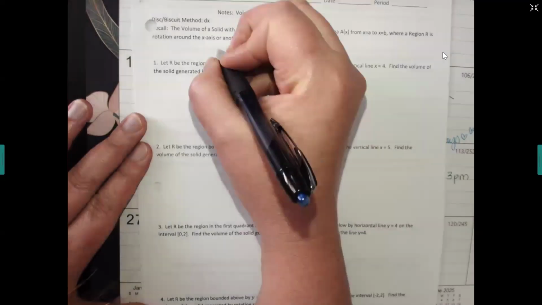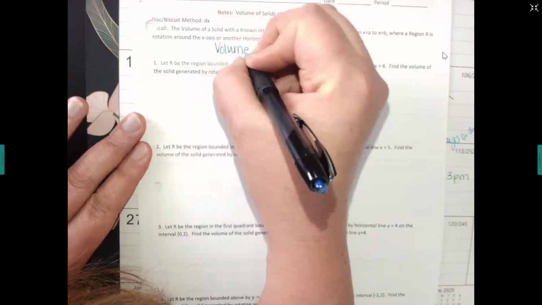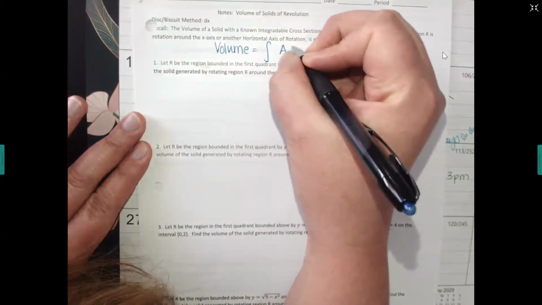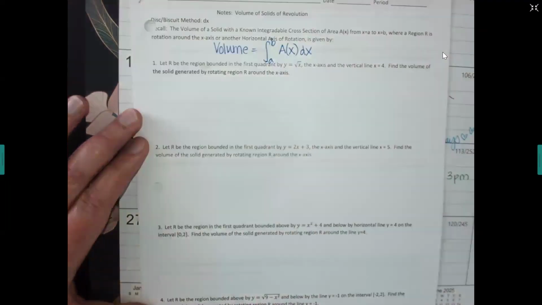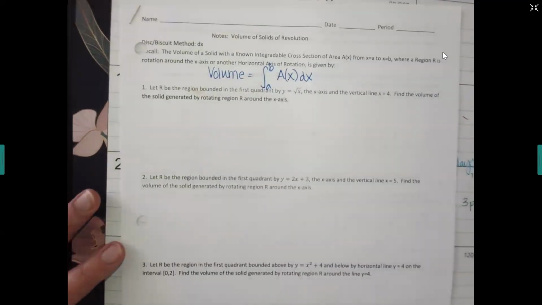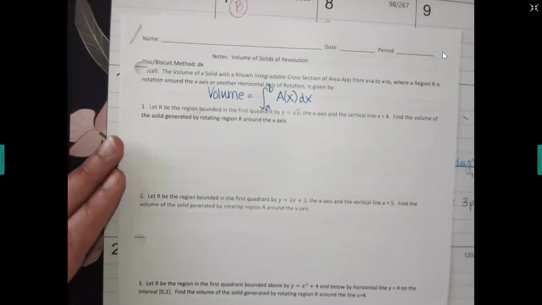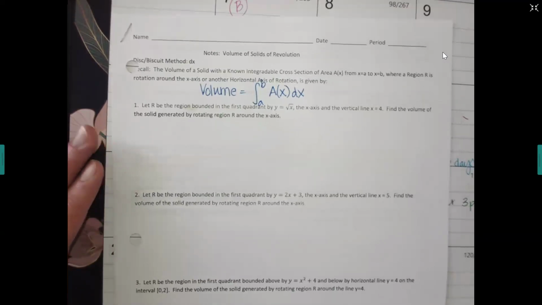You should remember that volume is the integral of whatever the area formula is across the domain. So if your cross section is a square, you use base times base. If it's a rectangle, base times height. You'll remember there was a triangle, there was an ellipse, there was a circle. So you have all these different possible shapes. Today, we're going to revolve a region around a line to create the shape, which sounds confusing, but hopefully it's not. So take a look at number 1.